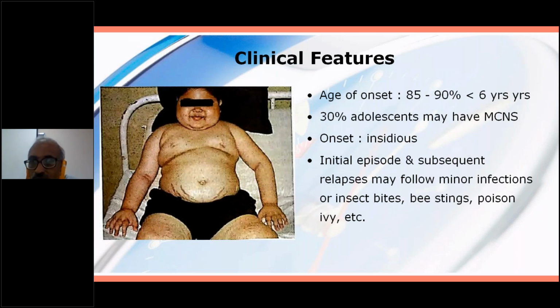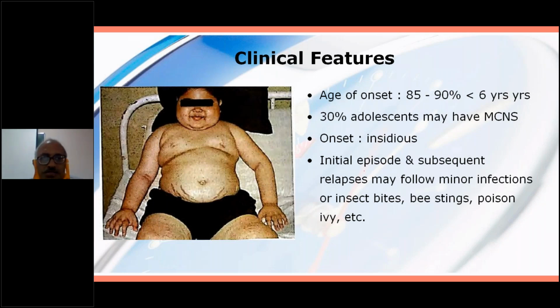So initial episodes and subsequent relapses may happen because of some stimulating factor. In the initial first episode, there may not be any stimulating factor. Stimulating factors may be insect bites or bee stings or poison ivy, and things may be precipitated even with minimal change also. Please remember they are not secondary. These are minimal change. The factors precipitating relapses are these things.